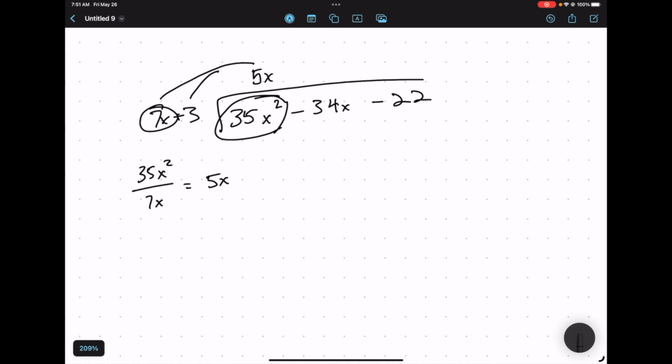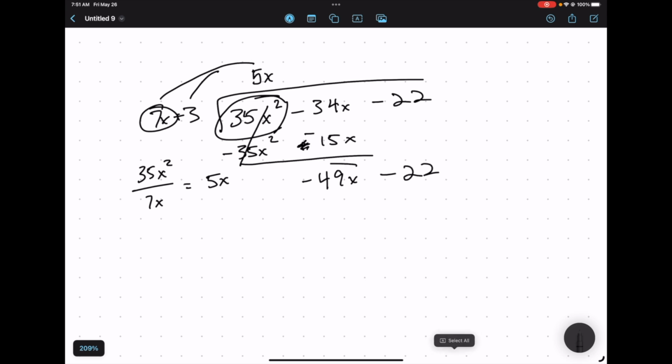Then we'll multiply by everything out here. So we got 35x squared plus 15x. Well, we'll bring down 22 later. So we're going to change the sign of everything. Those will cancel. That'll give us negative 49x. We'll bring down the 22 and do the same thing. So we got negative 49x over 7x, which is just going to be negative 7. So minus 7. And then we'll multiply out there again, so negative 49x.